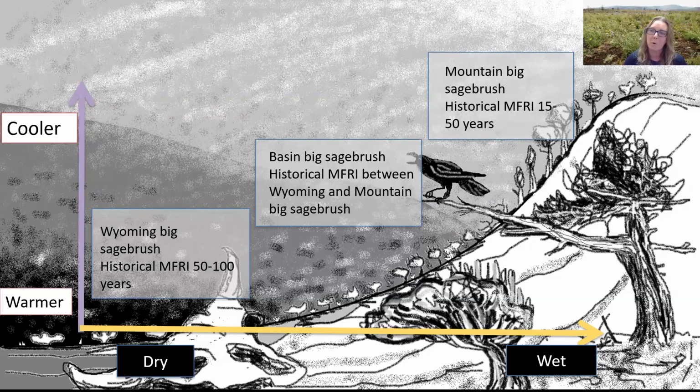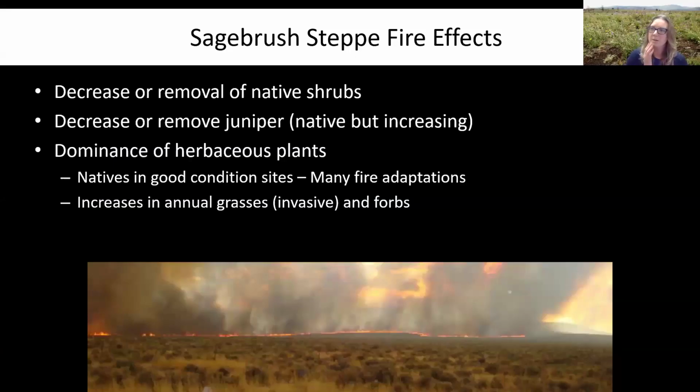As we get a little bit more mesic, a little bit cooler, we have more of our basin big sage communities that had a little bit shorter fire return intervals. On the most productive end at higher elevations, cooler and wetter sites, we have more mountain big sagebrush that had more frequent fire return intervals, probably somewhere on the order of 15 to 50 years. So think about that variability when we're talking about some of these topics that I'll get to.